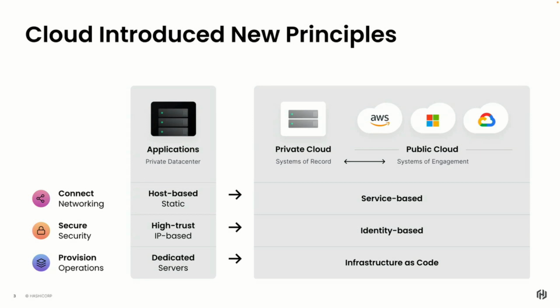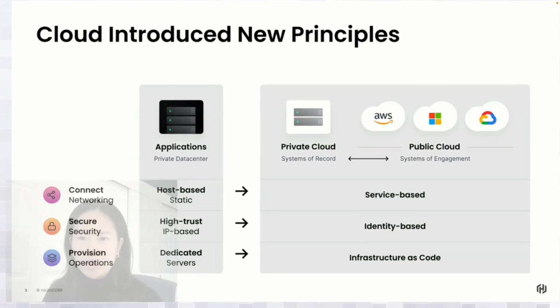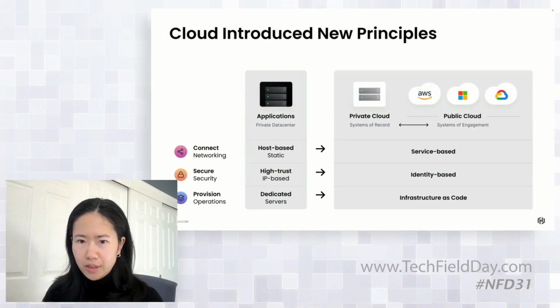So this move introduced new principles to each layer of the provisioning, security, and networking layers. There are several fundamental things that need to change. For example, in provisioning in a private data center, someone had to go file a ticket to get the infrastructure that they needed. A stack of infrastructure would then be set up, and then there's an IP to go log on to those machines. Now there's a new equivalent.